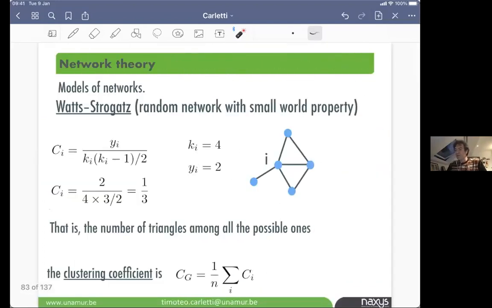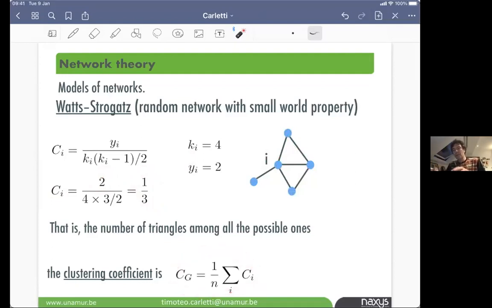So if you take this very simple example, say node i, he has 4 friends, so the degree is 4, but indeed only 2 of them are friends with each other. So this y is equal to 2, and so C_i is 1/3. Indeed, you can build also this triangle, but it does not exist. You can build this one, but it does not exist. You can build this one, does not exist, and this one. So among all the possible triangles, you only have 2 that exist, which gives you 1/3. Okay, and then you can average this number on the whole population, on the whole network.